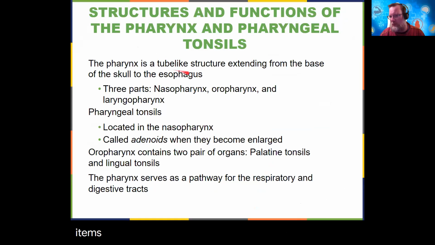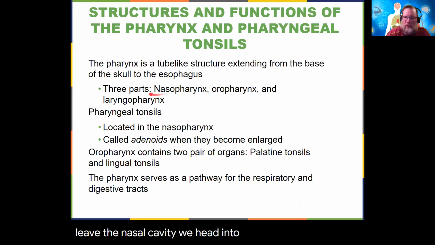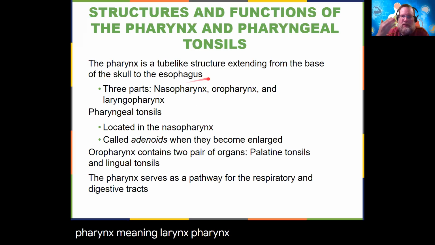Okay, so the black and white of it. As we leave the nasal cavity, we head into the pharyngeal region, or the pharynx. We can again see the nasopharynx, meaning nose and pharynx, oropharynx, mouth and pharynx, and laryngopharynx, meaning larynx, pharynx. So that's the pathway of flow of air. So as we're doing this, we're doing the path of airflow as well. You probably kind of figured that out.